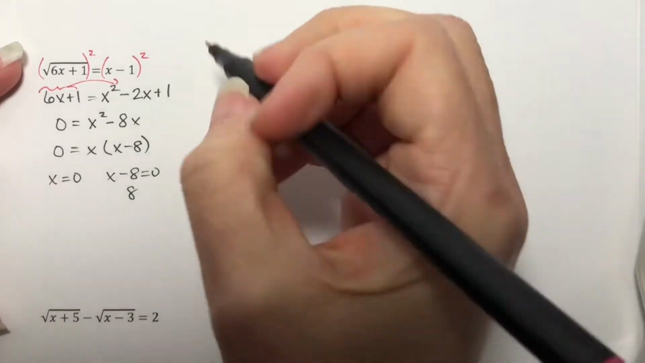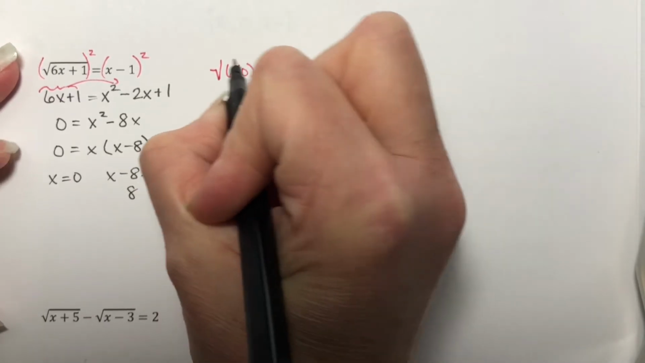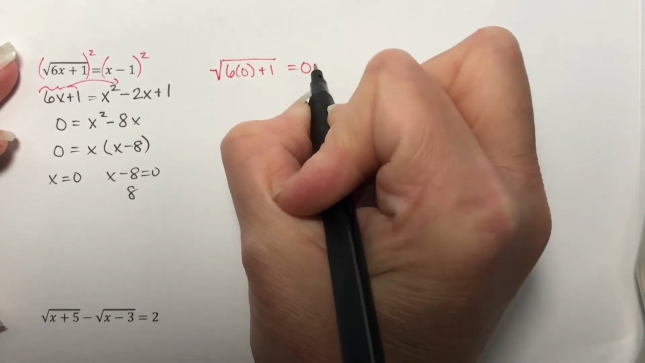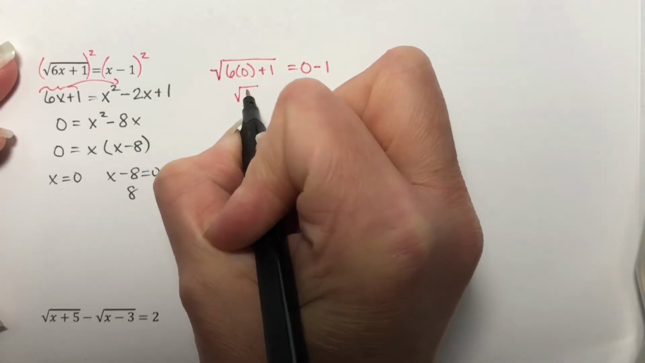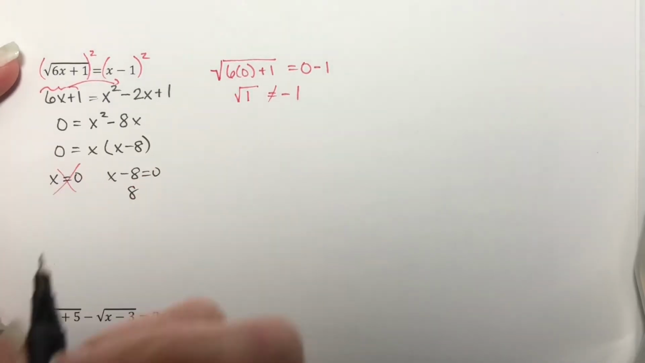Let's check the 0. The square root of 6 times 0 plus 1 is equal to 0 minus 1. This would mean the square root of 1 is equal to negative 1, which is not true. So 0 was a false solution.